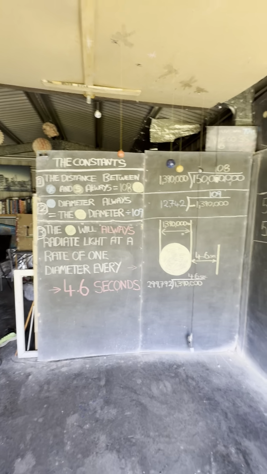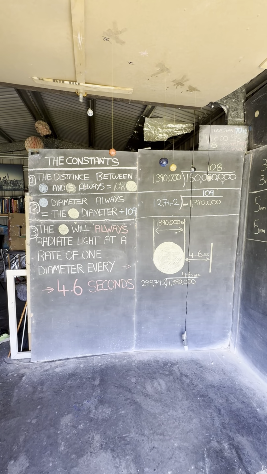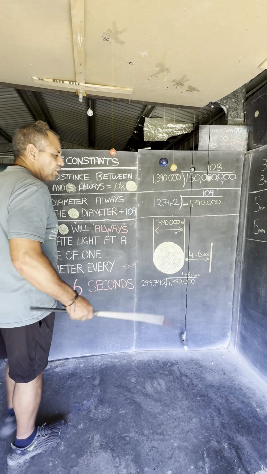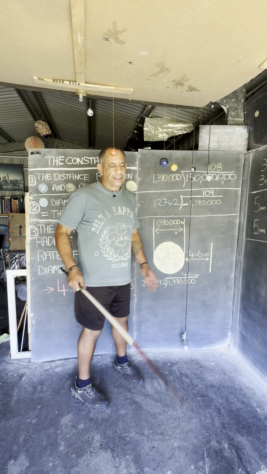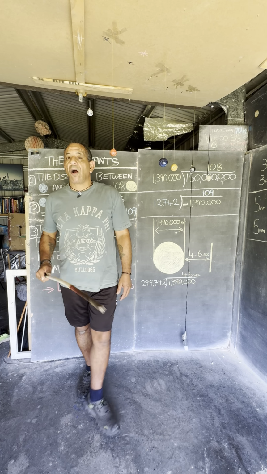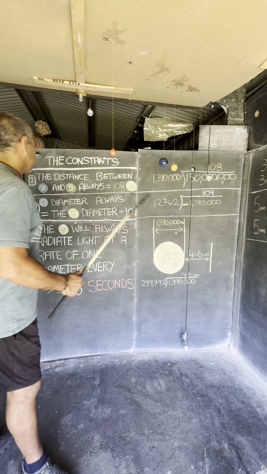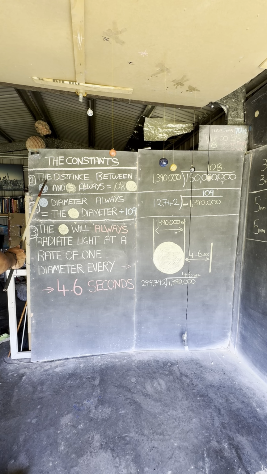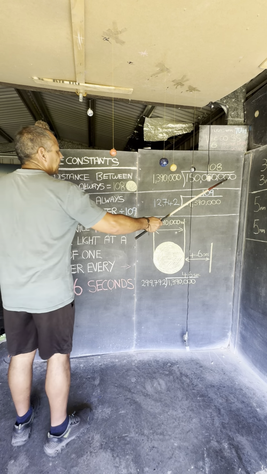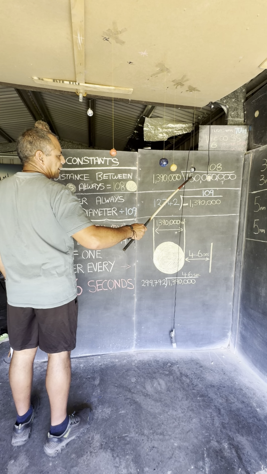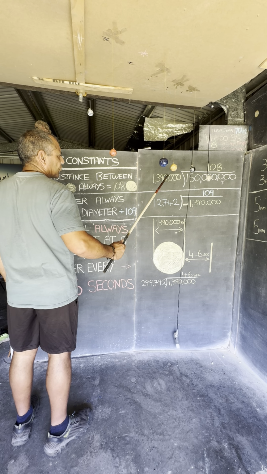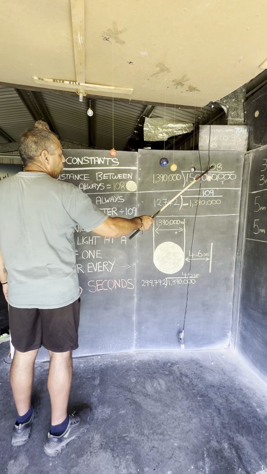If you're going to toy around with Earth, distance, and the Sun, and you want to get a feel for it, there are a few constants that you can think of. One of those constants is the distance between Earth and the Sun. It's always going to be 108 sun diameters. The reason for that is the distance between Earth and the Sun is 150 million kilometers. So if we divide that distance by the diameter of the Sun, we get 108.